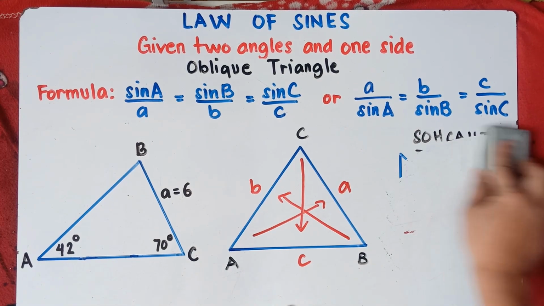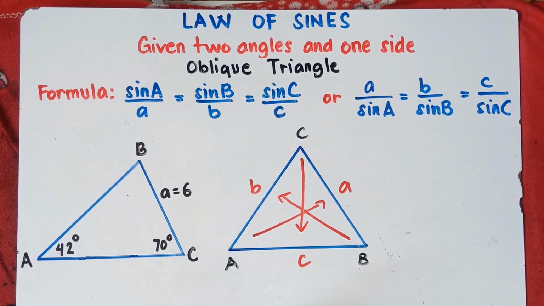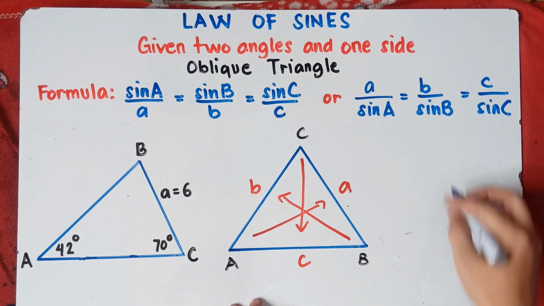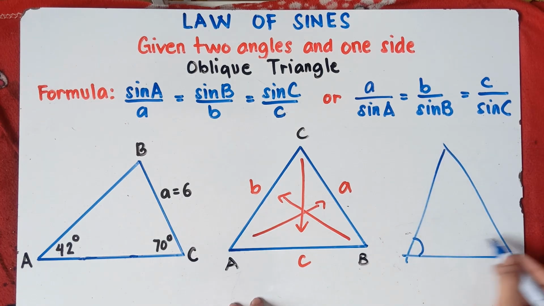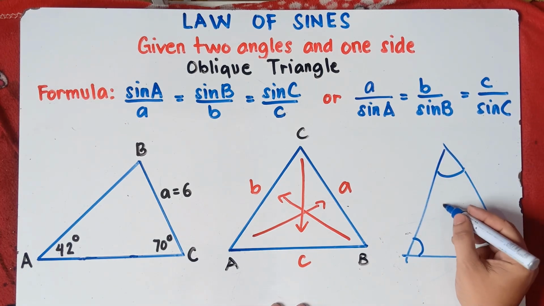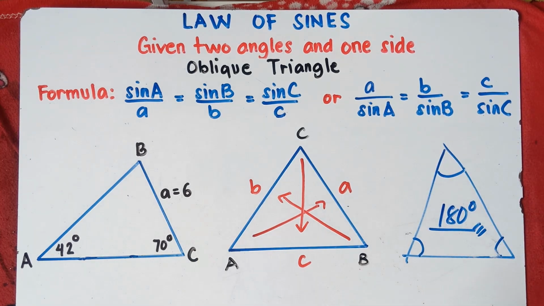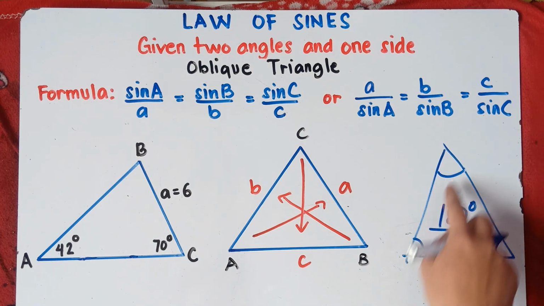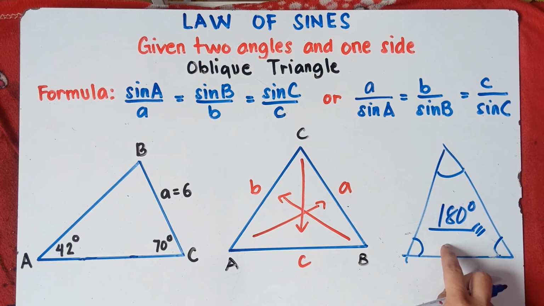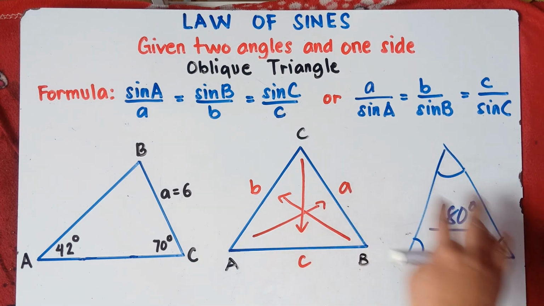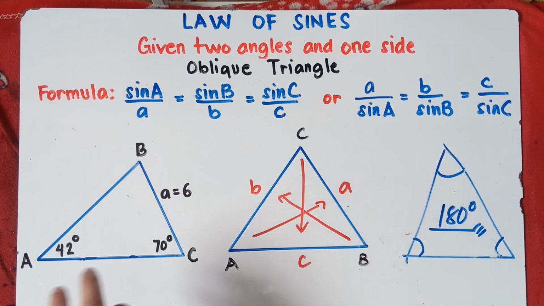Alright, so next up, class, we need to know that the sum of the interior angles of a triangle should be equal to 180 degrees. Once again, class, for any kind of triangle, whether equilateral, right triangle, or isosceles, the sum of the interior angles should be equal to 180 degrees. If you understand this with regards to the oblique triangle, we will be solving this one.